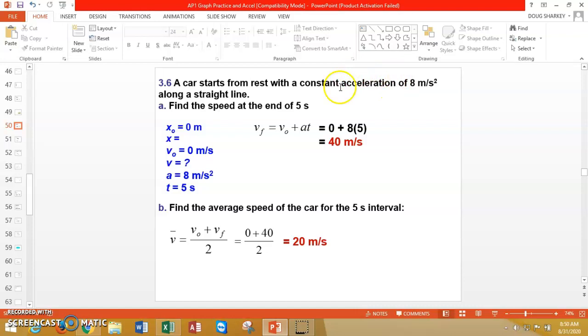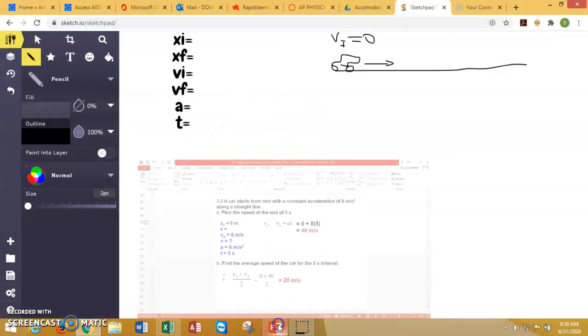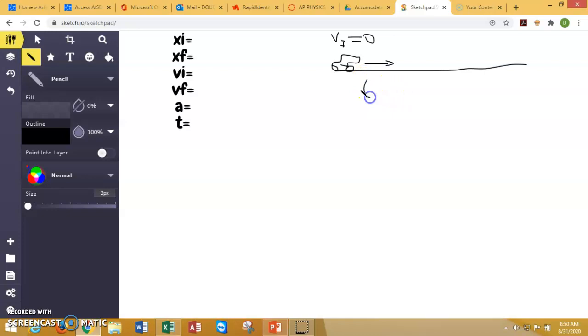I need to know what this word means. These units, looking at those, that would be helpful to know what that is. Along a straight line, find the speed at the end of 5 seconds. So it looks like we have a time of 5 seconds. This is meters per second, right? And so what's my final speed? What's my VF?